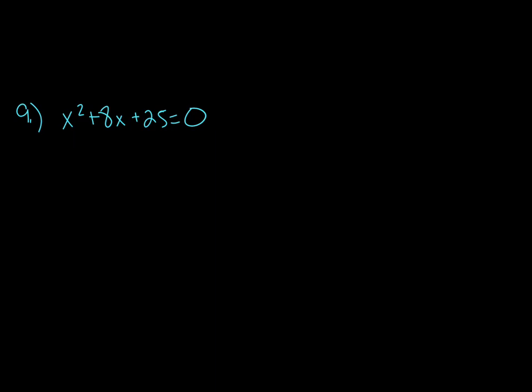Alright, so number 9 can be solved using the quadratic formula, or it can be solved using completing the square. Completing the square is the most recent thing. We really didn't talk that much about the quadratic formula, so it doesn't matter which way you do it. If you're going to use quadratic formula, it's got to equal 0, and then a is 1, b is 8, c is 25. And then you plug it into x equals the opposite of b plus or minus the square root of b squared minus 4ac all over 2a. So that's an option.